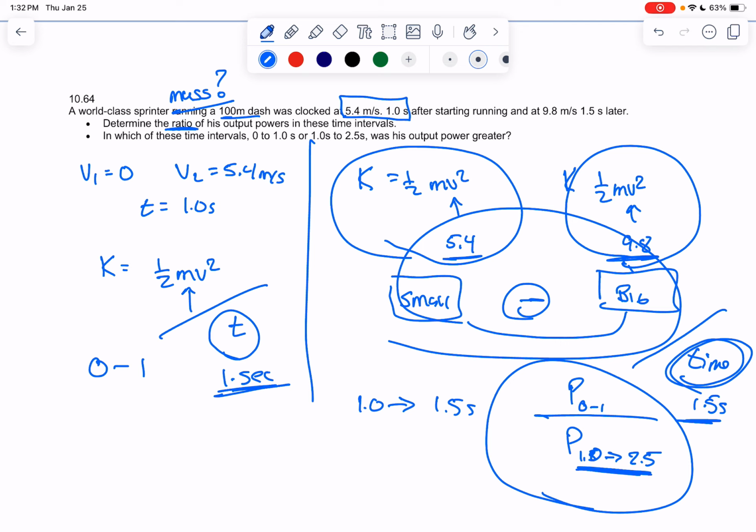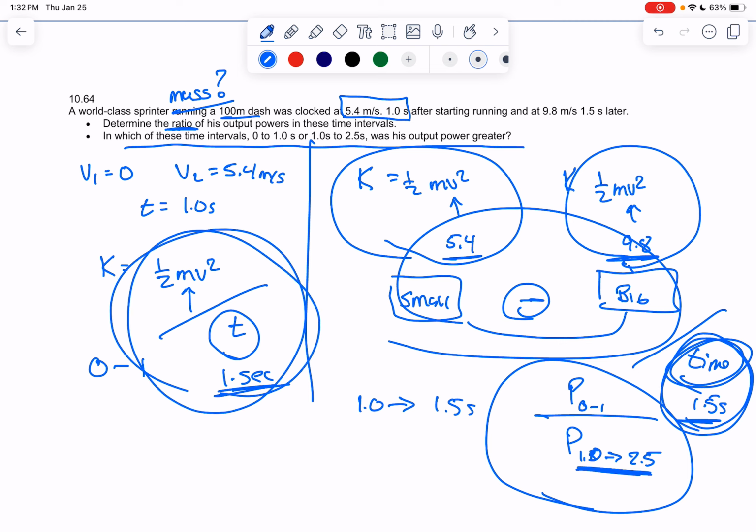And then the second half, of course, asks in which interval the power output is greater. Well, I think you can figure that out because it'll be obvious which number is bigger. And that's how you'll solve that problem.